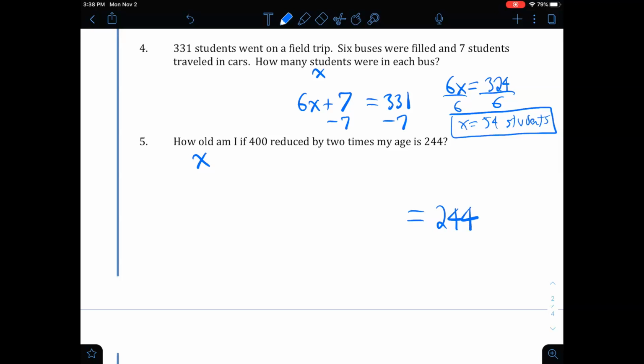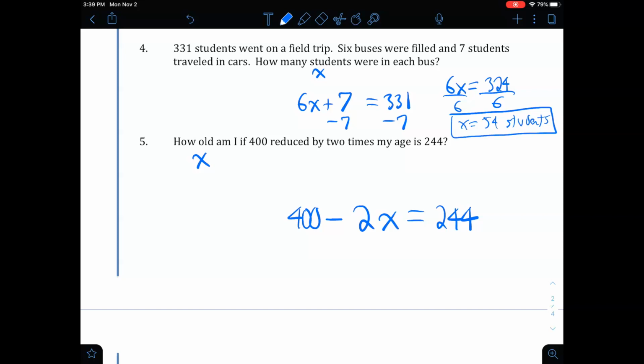Okay, now we got to figure out the rest of this here. 400 reduced by 2 times my age is 244. So 400 reduced by is what operation? That's subtraction. And what's 2 times my age going to be? Well, if x is my age, 2 times my age is going to be 2x. All right, cool. Now we're going to solve for x. How do we do that first?